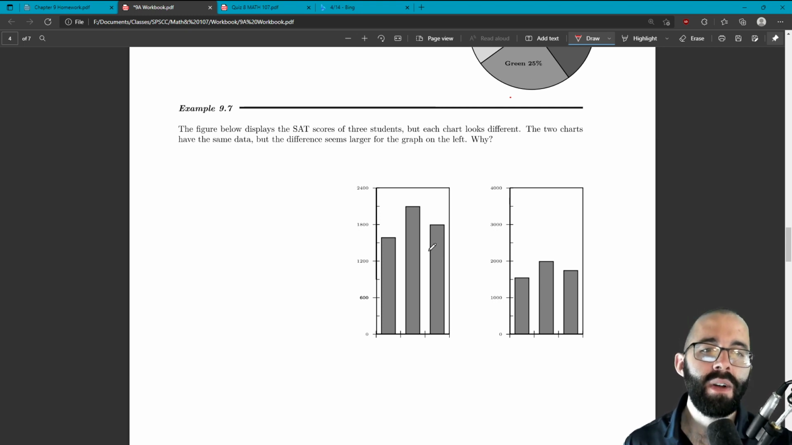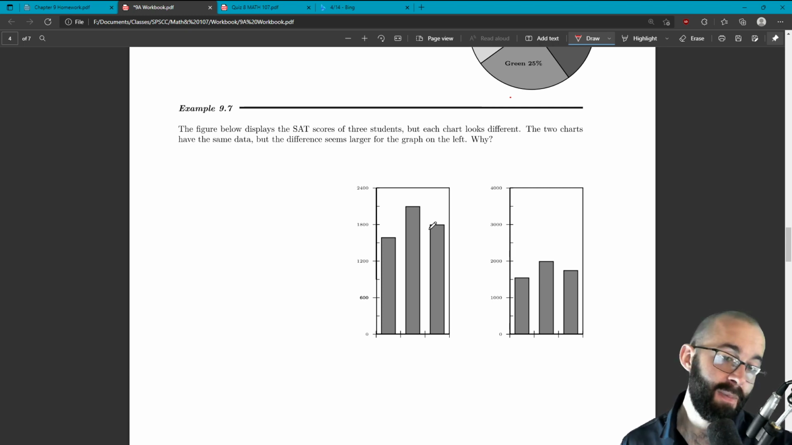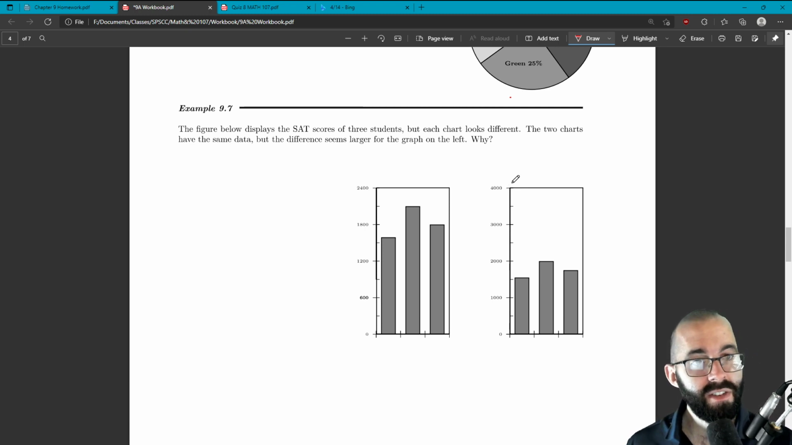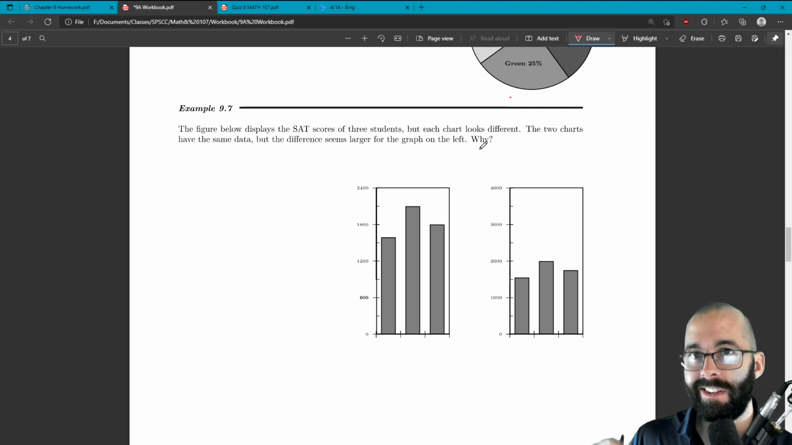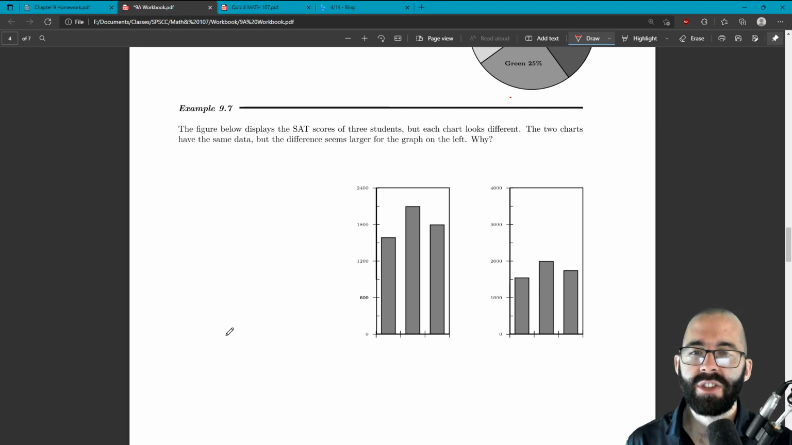They're both accurate, but they're misleading. And this is sometimes something that people also do: they want to mislead you, depending on what their goals are. So what's the difference? Well, the difference is the scale on the left. Here, this is counting by 600s. Here, this is counting by 1000s. And so the y-axis goes to much bigger numbers on the one on the right. That's why they look different. They're both correct, but they push a different narrative. And so that's something to watch out for.